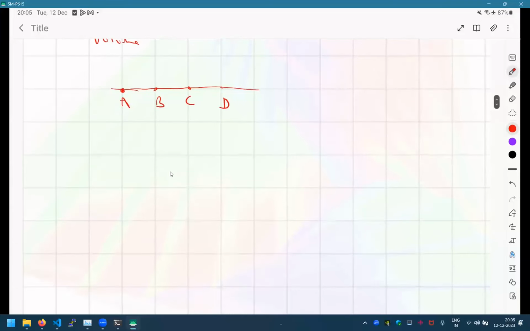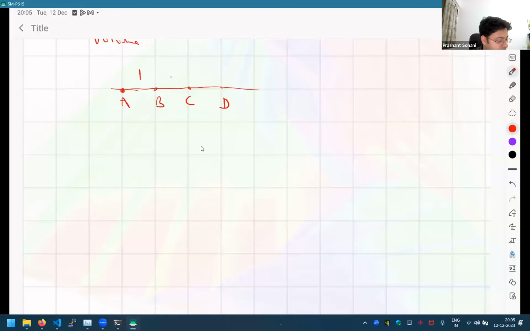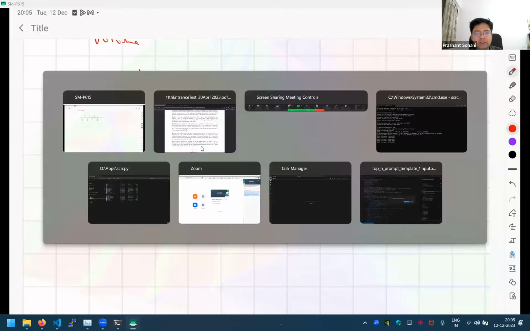C, D are located like this, and the important thing is that the distance between them is not given because it is going to cancel anyway. It is equally spaced, and that is all that matters. So we can just conveniently assume the distances are all one. So we'll take the distances as all one, and we are given the values of the charges.